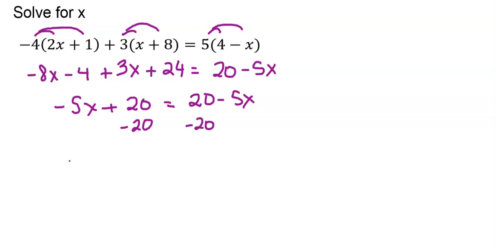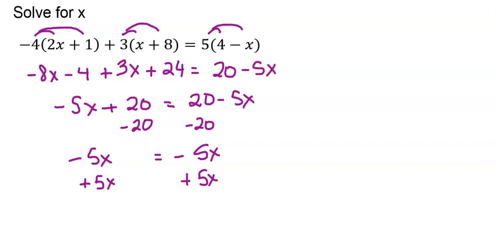That gives us negative 5x equals, let's see, 20 minus 20 is 0. Minus 5x is minus 5x. Interesting. Let's add 5x to both sides. We're trying to get all the variables together on the left side.